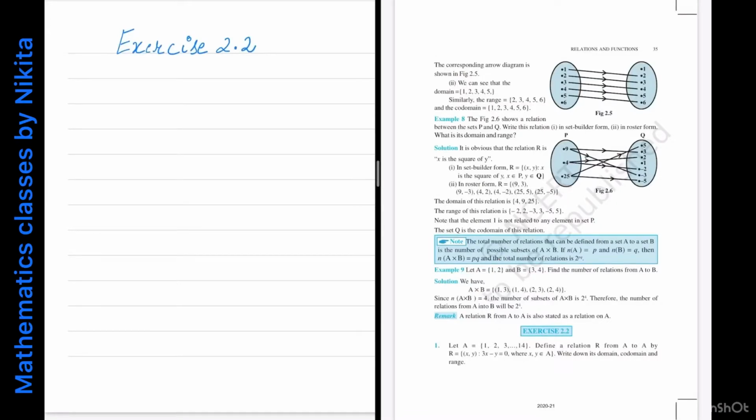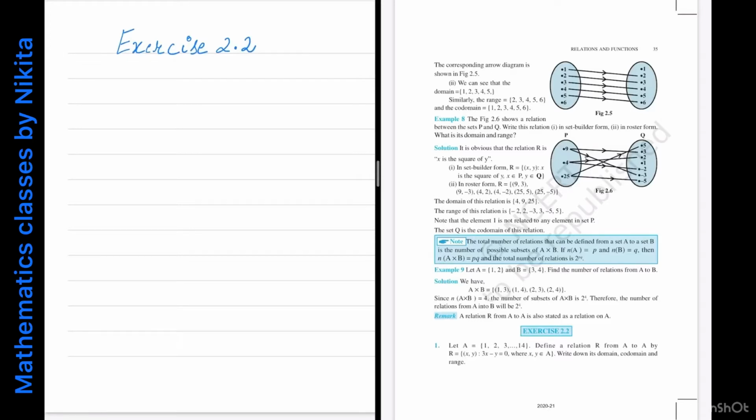So in today's video, I will be discussing exercise 2.2, which is based on relations. And if you want to just revise the concept of relation, you can click on the I button above and see the link of the video in which I have discussed the concept of relations. Okay, so let us see the exercise 2.2.